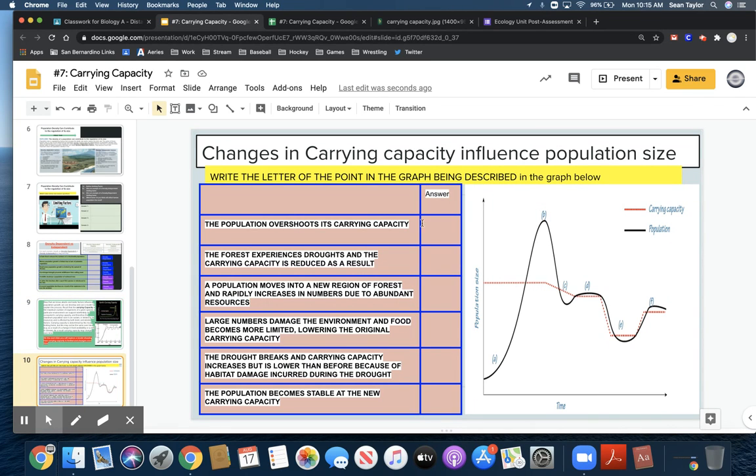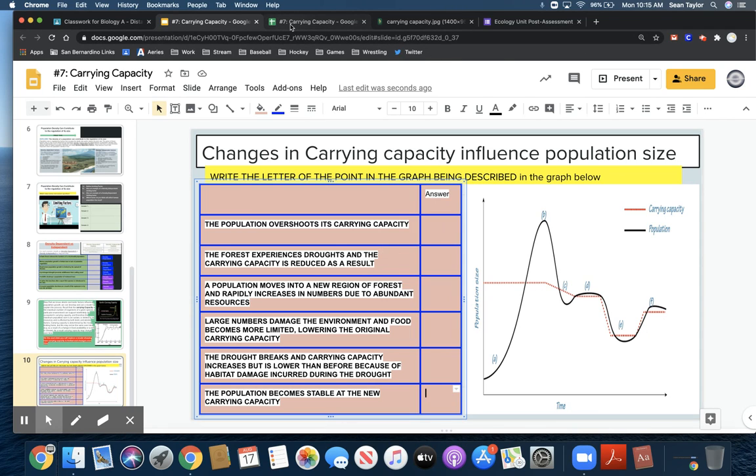Question 10, the last thing you need to do, is look at this graph, read this statement, and put the letter that represents what is happening on this graph. Letter A, B, C, D, E, and F will be located somewhere in these locations right here. Make sure you're not just guessing, that you're actually reading what's happening. Maybe try to put them in order and go from there.